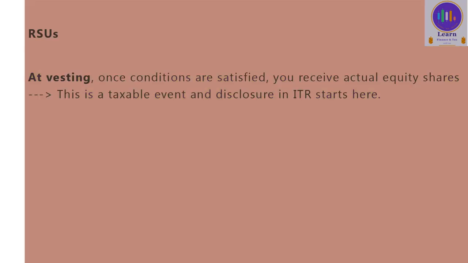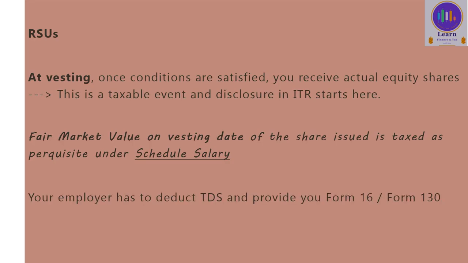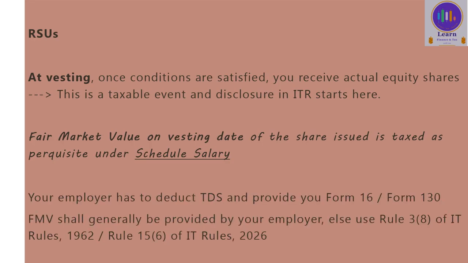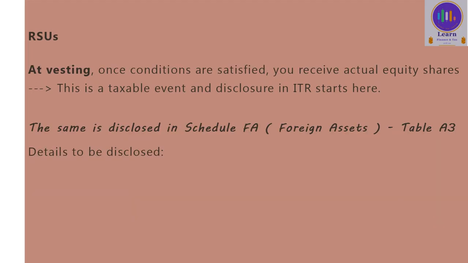At vesting, once conditions are satisfied, you actually receive the equity shares. Fair market value of those shares on the vesting date is taxed as perquisite under salary. Your employer has to deduct TDS and provide you Form 16 or Form 130. Details of foreign assets are disclosed in Schedule FA. Table A3 is for the details of foreign equity and debt.